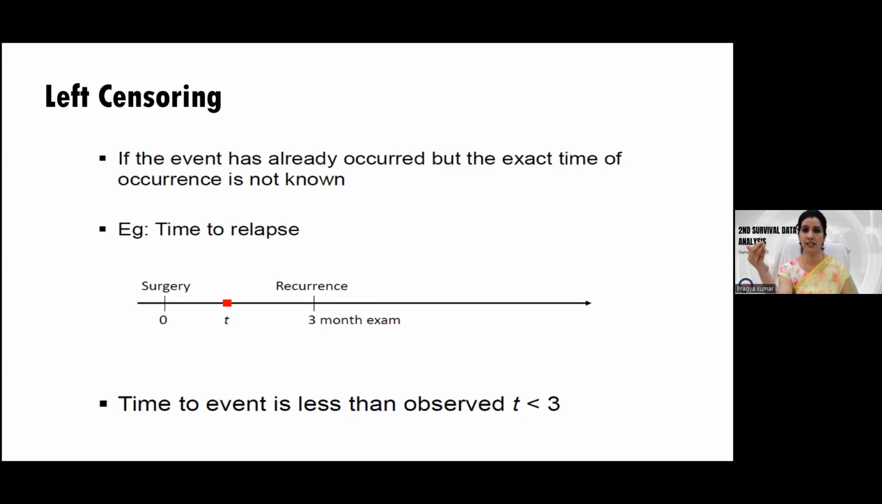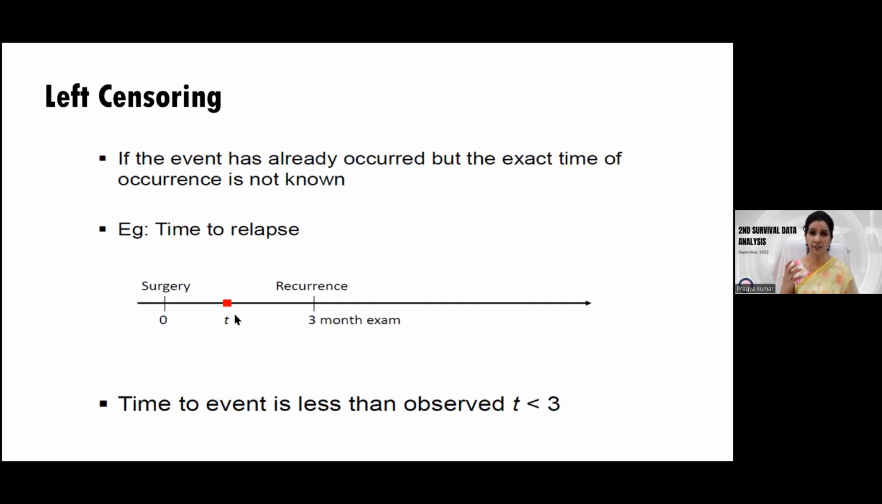Okay, Dr. Pragya is asking me to repeat the left censoring again. So the left censoring is for such an event when you have defined it. For example, if you have done inguinal hernia surgery and you see that there is a recurrence of the inguinal hernia after surgery, and that recurrence is the event in your case, maybe the person has come to you at 3 months of examination, but he is not sure when that occurrence happened exactly.